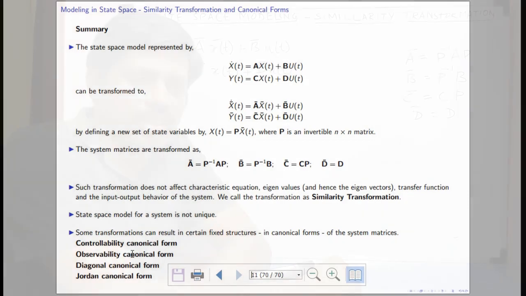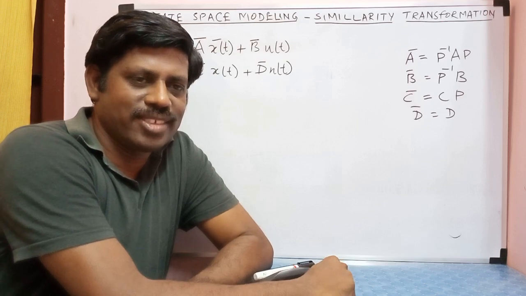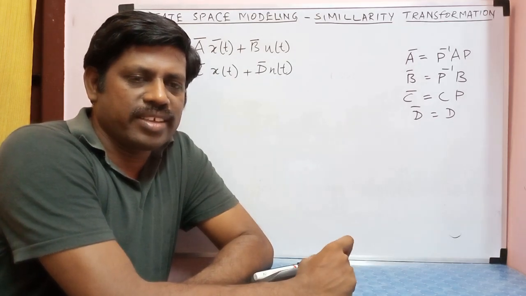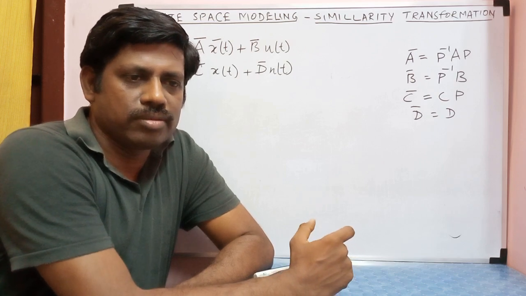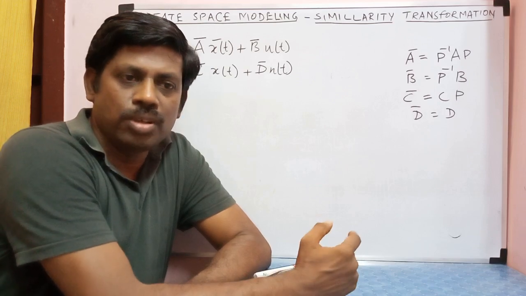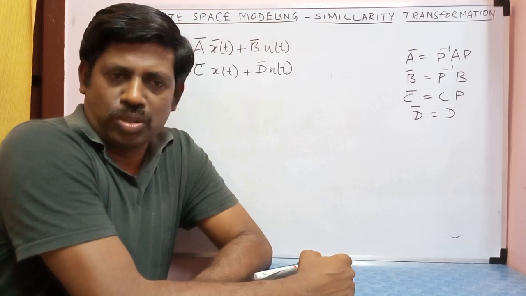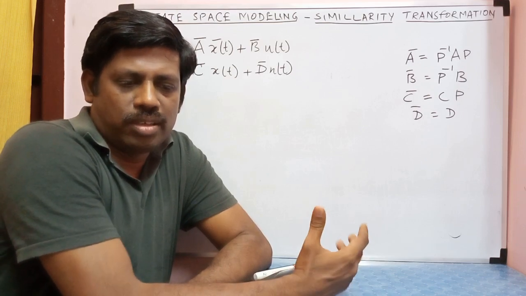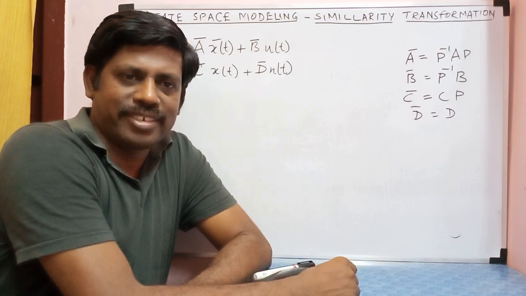So here we end this lecture, and in the next lecture what we will see is how the similarity transformation can be used to get the state space model from the transfer function models. That is our real objective, getting the state space model from the transfer function model. We will be able to see how this transformation could be done in the next lecture.